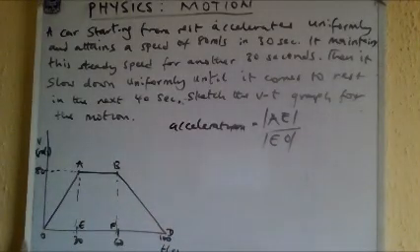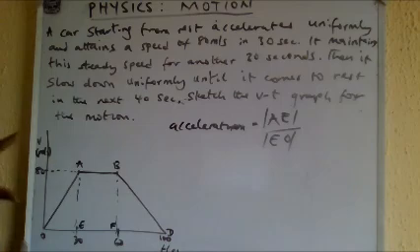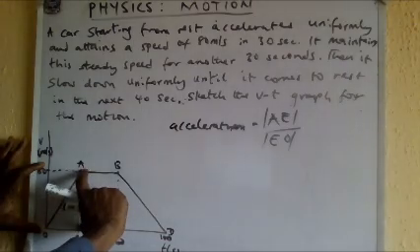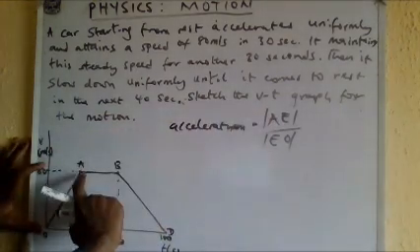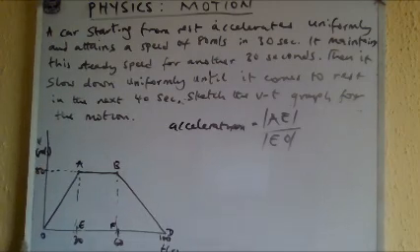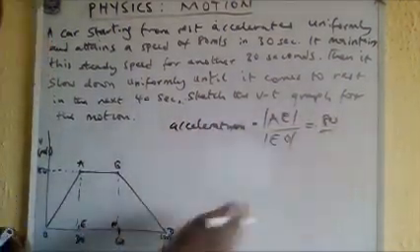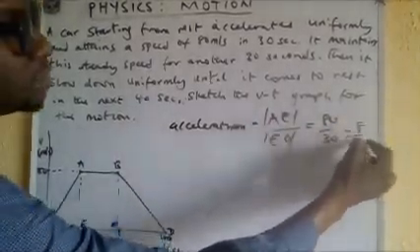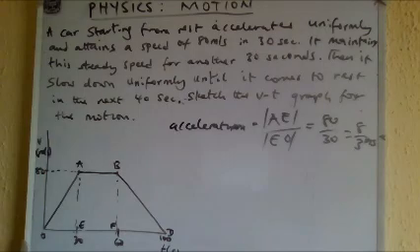Please, acceleration is defined as change in velocity over change in time. Change in velocity is this side now, this line. So here is the corresponding dimension to this one. This one now is line AE, and the time is here, line EO. So what is AE? AE is 80, and EO is 30. So acceleration is 8 over 3 meters per second squared. That's for acceleration.